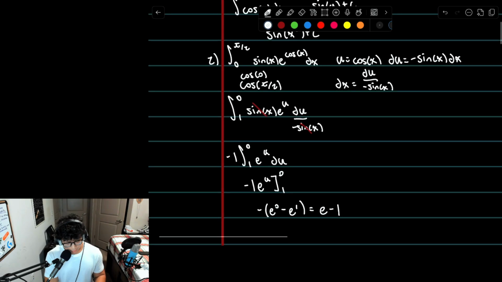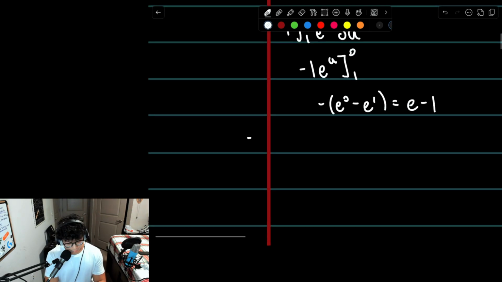So hopefully my mistakes didn't confuse you. Let's head on to our next problem. And so this next one will be pretty easy. We'll just do the integral of 3 to the x dx.